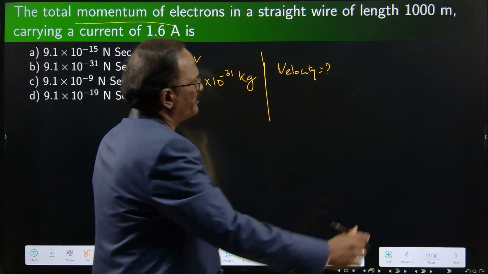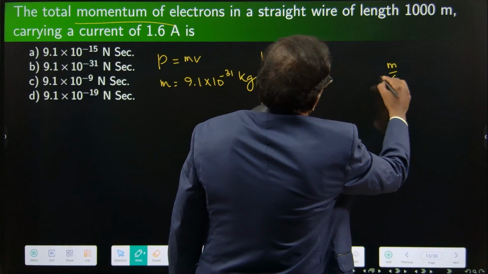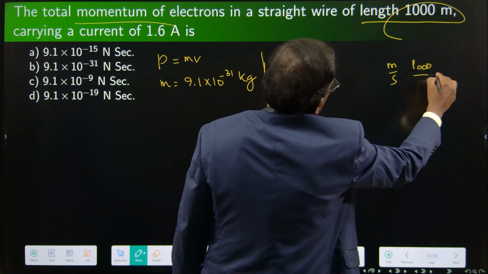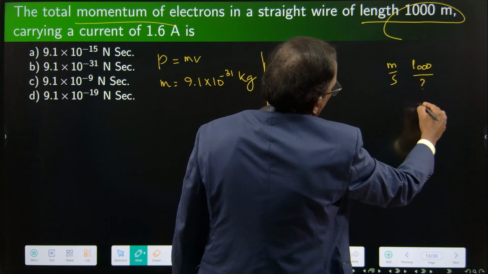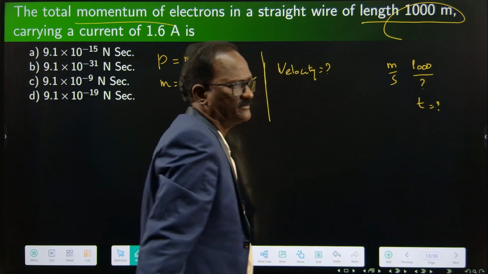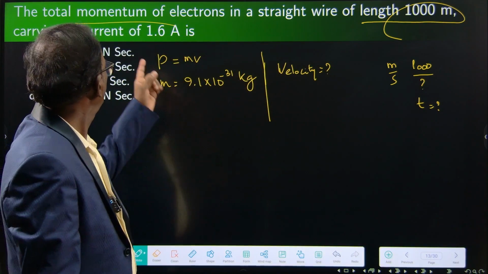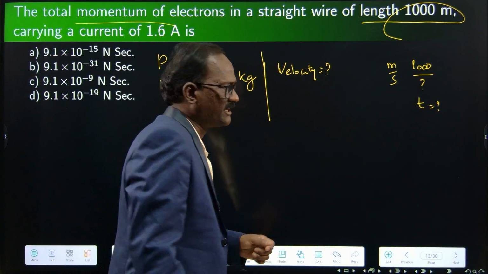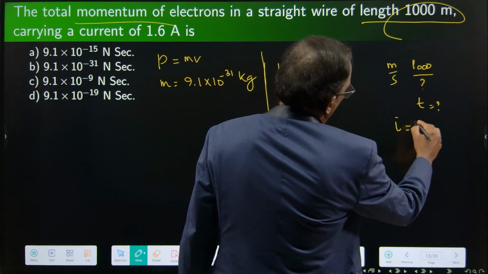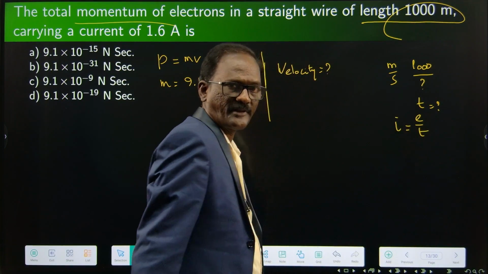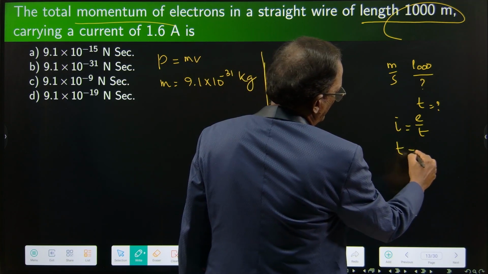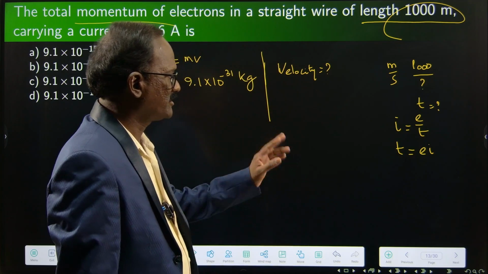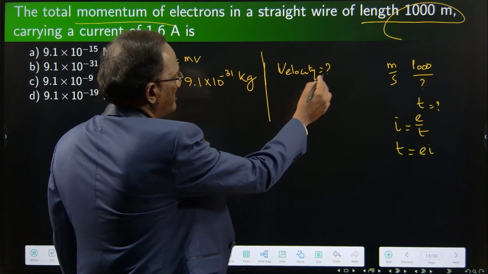Velocity, what is the unit of it? Meter per second. Meter, 1000. Second, no, time is not available. Find the time. Somewhere bring the time. What is the other data which is available? Current. Current and time can be related. I is equal to Q by T, or E by T. From here, time is equal to E by I. So now velocity we can write.